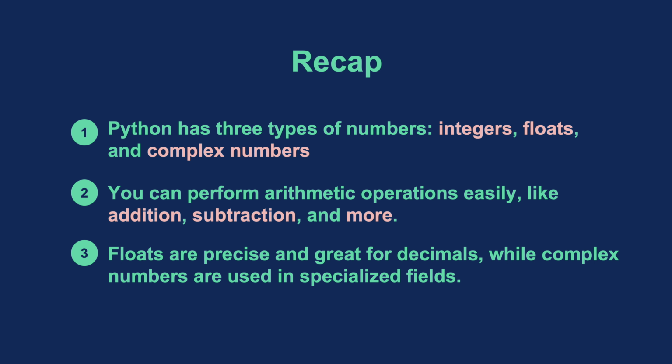Alright, let's recap what we've learned. Python has 3 types of numbers: integers, floats, and complex numbers. They're used differently and they can work with different operations. You can perform arithmetic operations easily like addition, subtraction, and more. Floats are precise and great for decimals, while complex numbers are not normally used in certain fields, but you can use them in other specialized fields like engineering. That's it for Python numbers. Let's meet next time looking into Python strings.